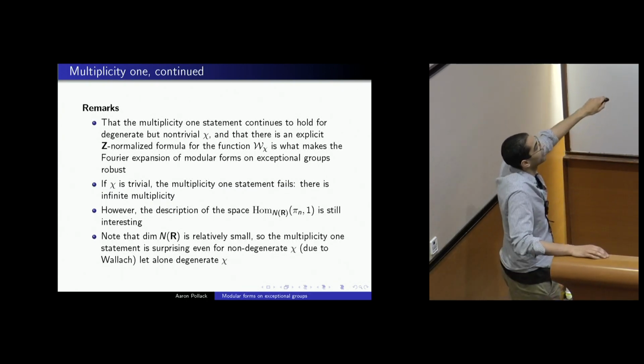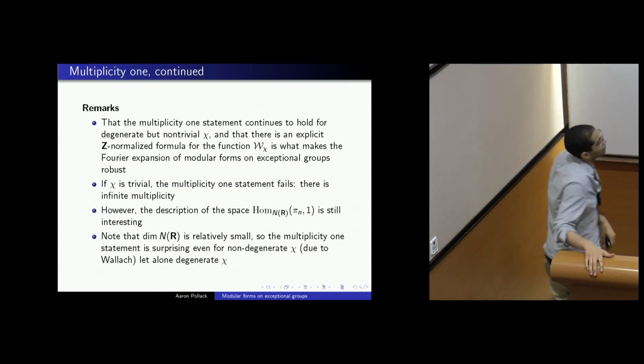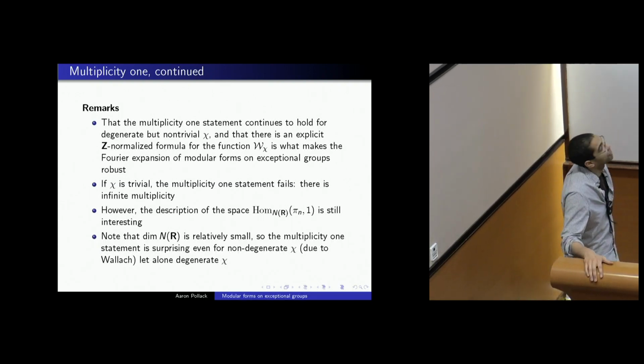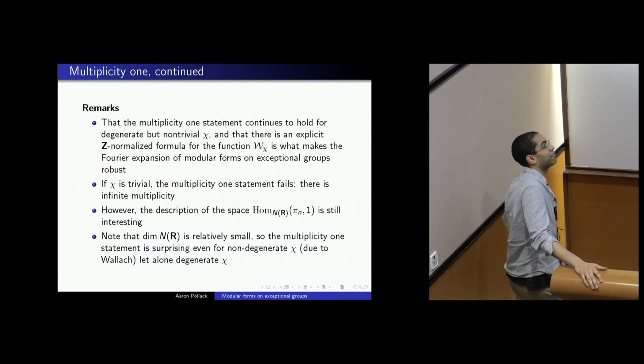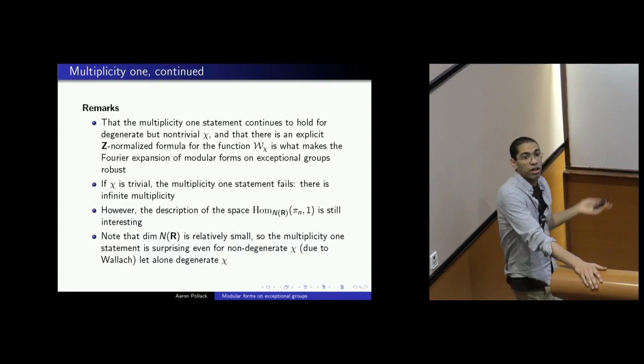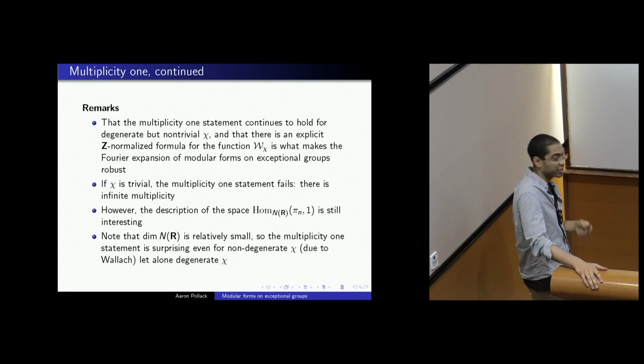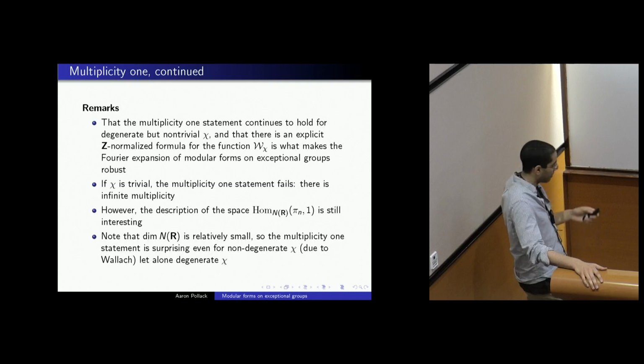And then finally, I wanted to remark that the dimension of this unipotent radical is relatively small, so the multiplicity 1 statement is surprising even for non-degenerate chi, the case due to Pollack, but it's even more surprising for the degenerate characters. So it's a very special property of these particular representations and this particular parabolic.